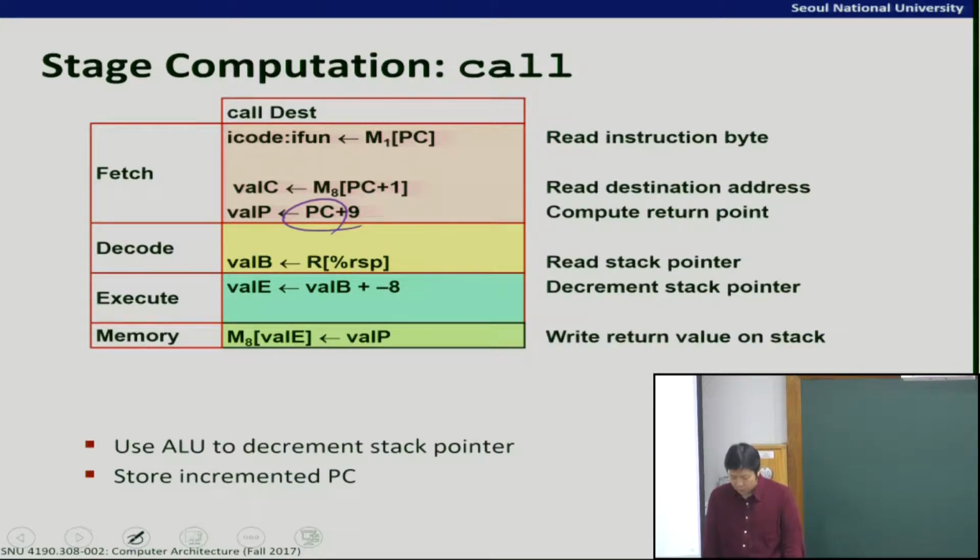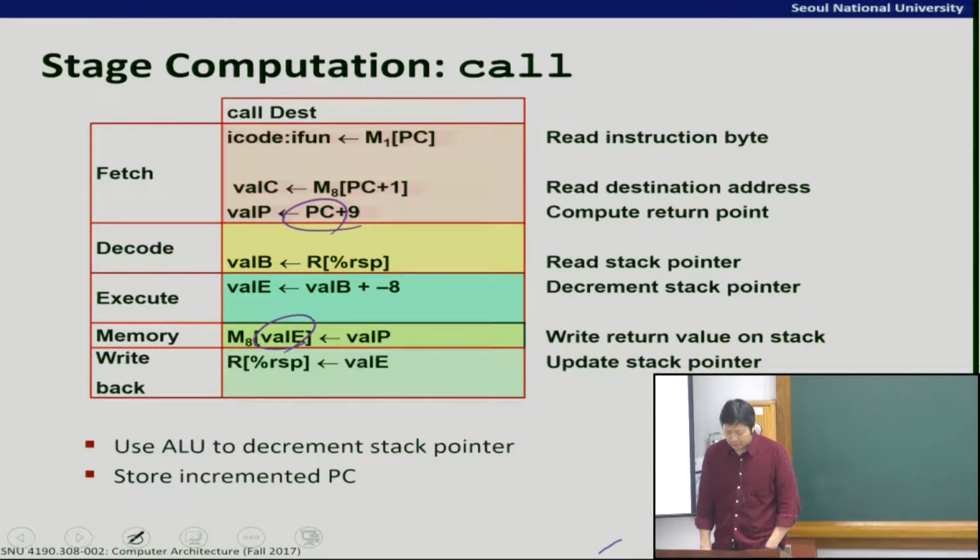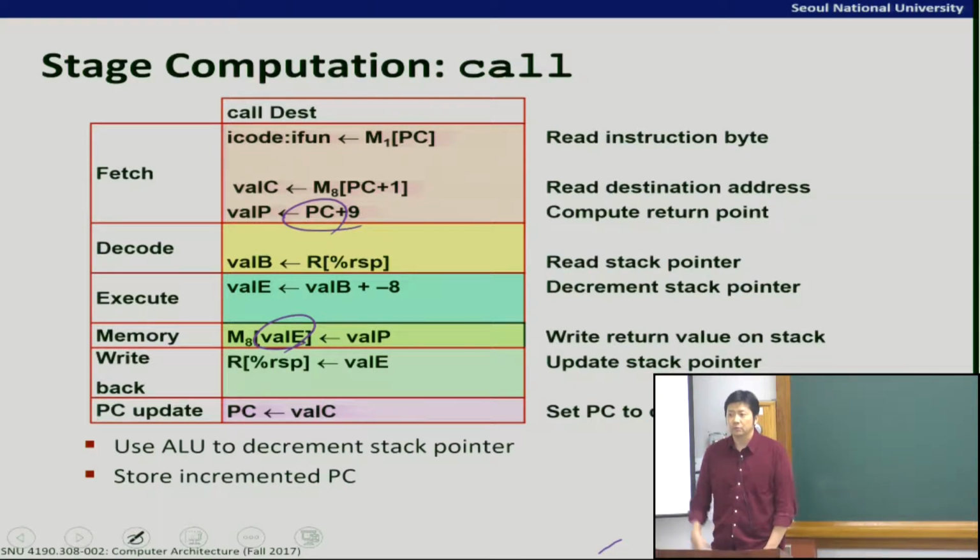And in memory stage, we update the value at the location val e. This is the address, the newly allocated stack address. We write val p to that address. And in write back stage, we update the stack pointer. In the PC case, we update the value of PC with the destination.